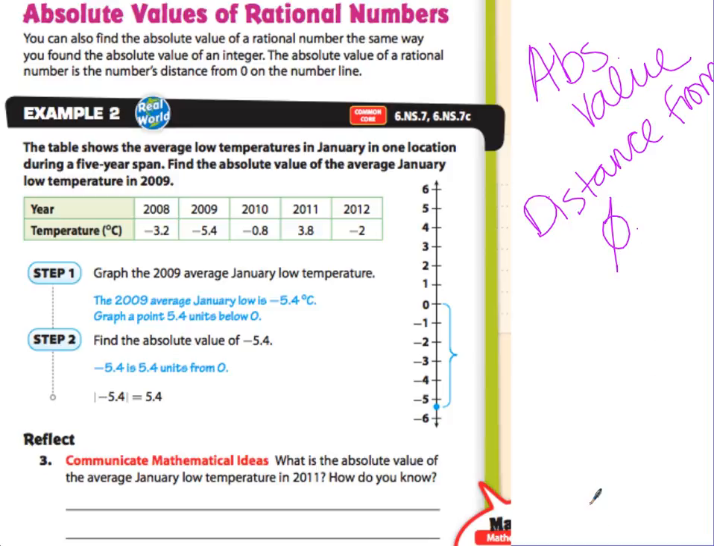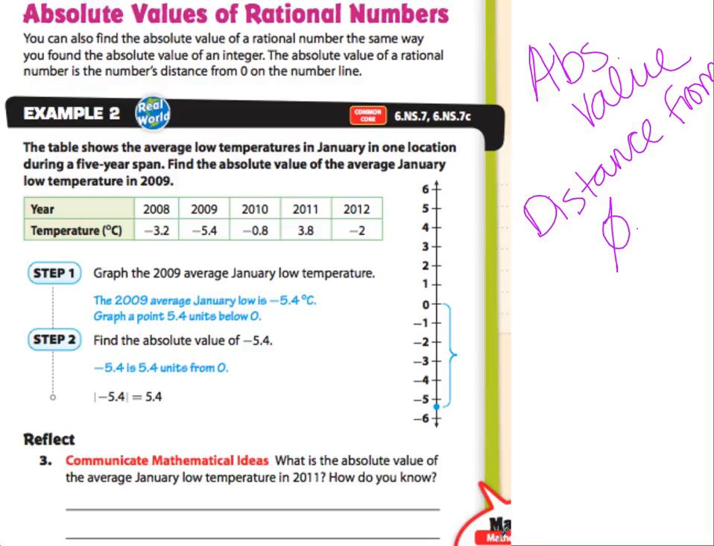It isn't positive or negative, but when you give the answer, it looks like a positive number, okay? So we'll say that it's always positive. However, it just tells you how far away it is. So in this case, if you're looking at this problem, we have the table and it shows the average low temperatures in January in one location during a 5-year span. And we want to find the absolute value of the average January low temperature.